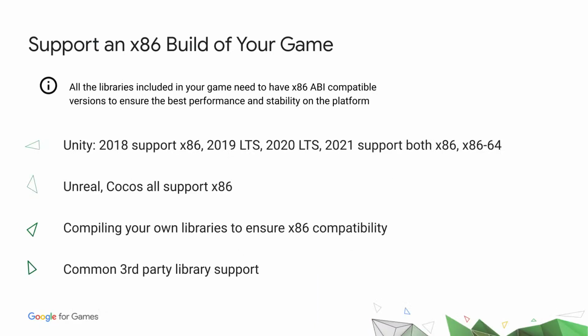Let me talk more about it, which is actually easy to do. x86 is widely supported across game engines. We worked with Unity recently to bring the x86 support back to Unity 2019 and further versions. All the libraries included in your game need to have the x86 ABI compatible versions to ensure the best performance and stability on the platform. Google Play Games supports both 32-bit and 64-bit versions, but you only need to choose one to meet the requirements.